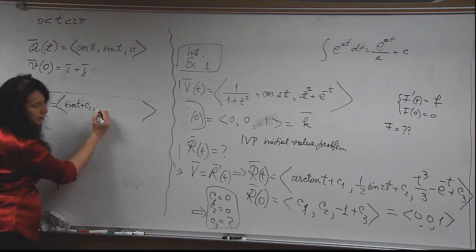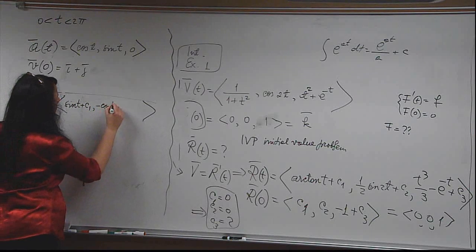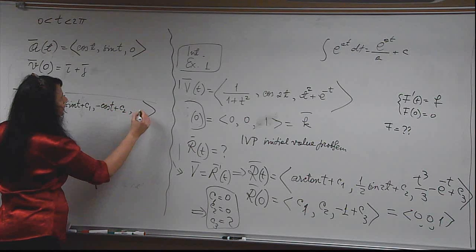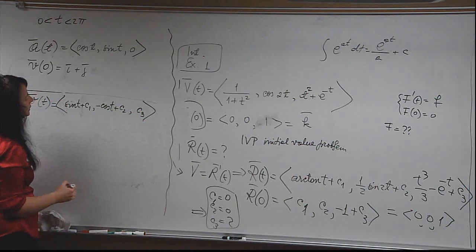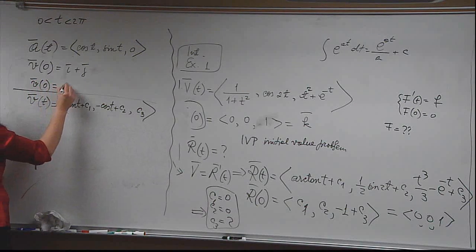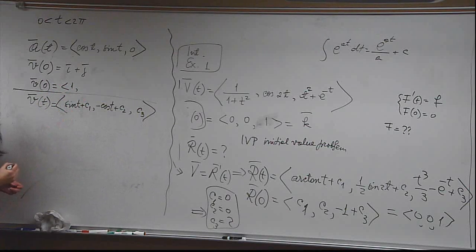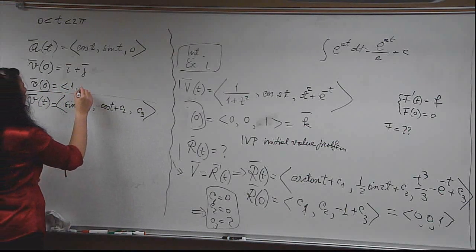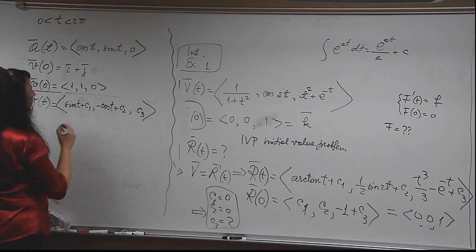What's the integral of sine, guys? Negative cosine t plus a constant, and c3 as a constant. And there I go. You say, oh my God, what am I having? V of 0 is, as a vector represented in the canonical standard basis, 1, 1, and 0.